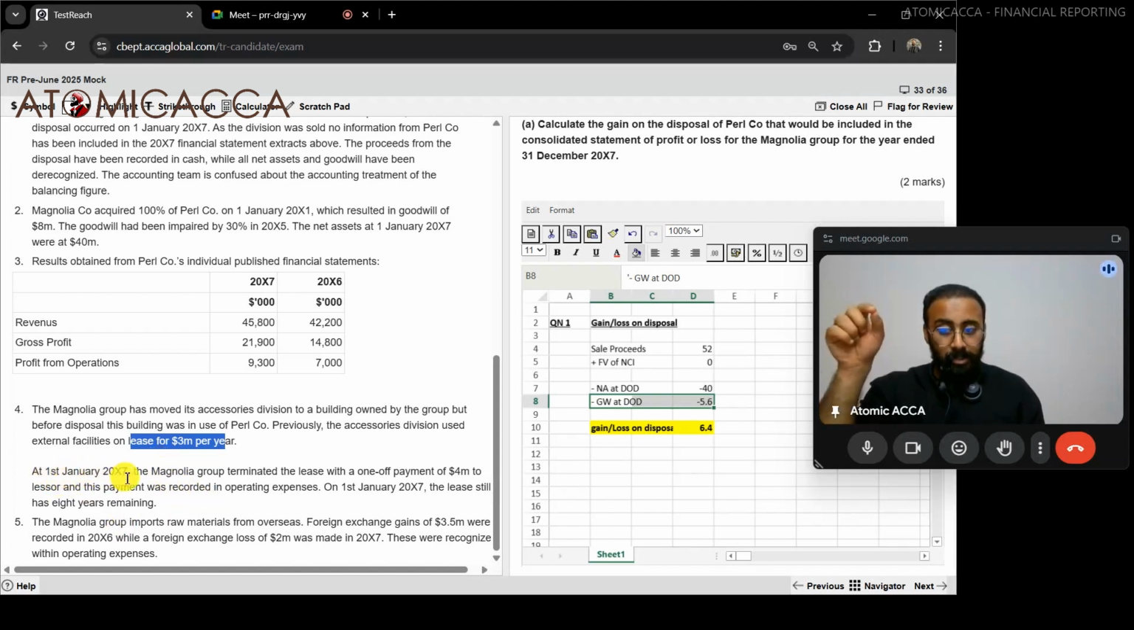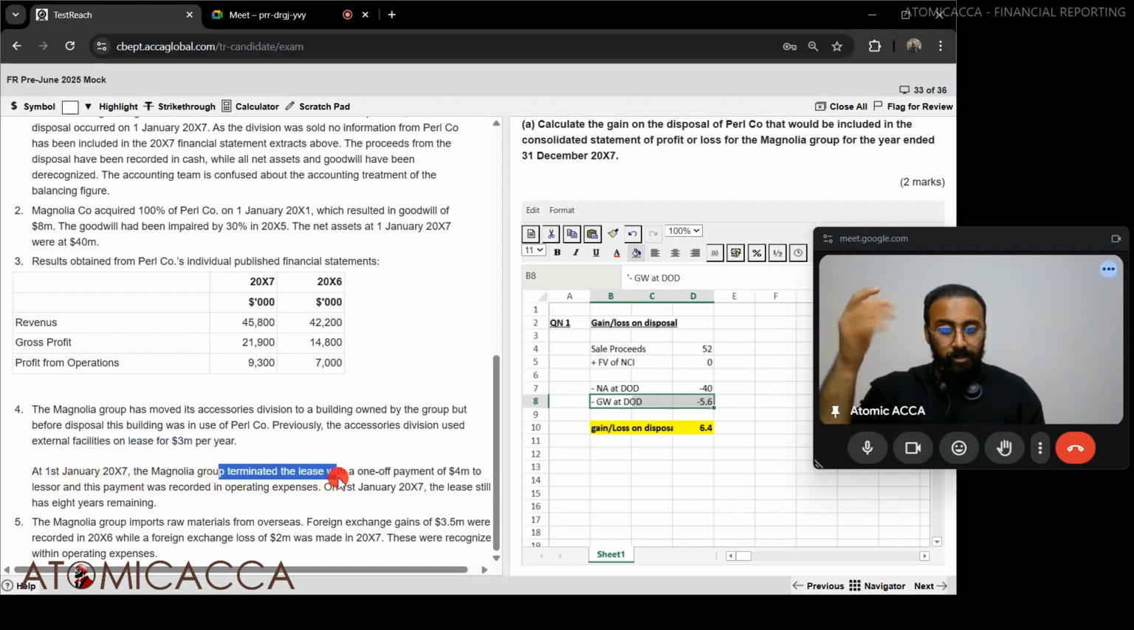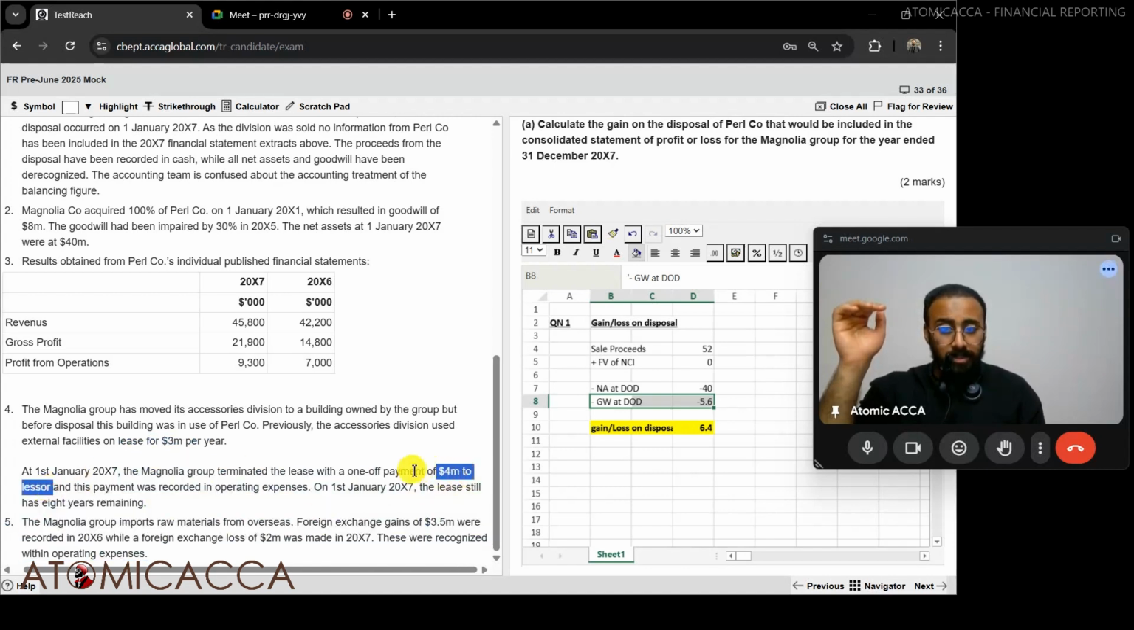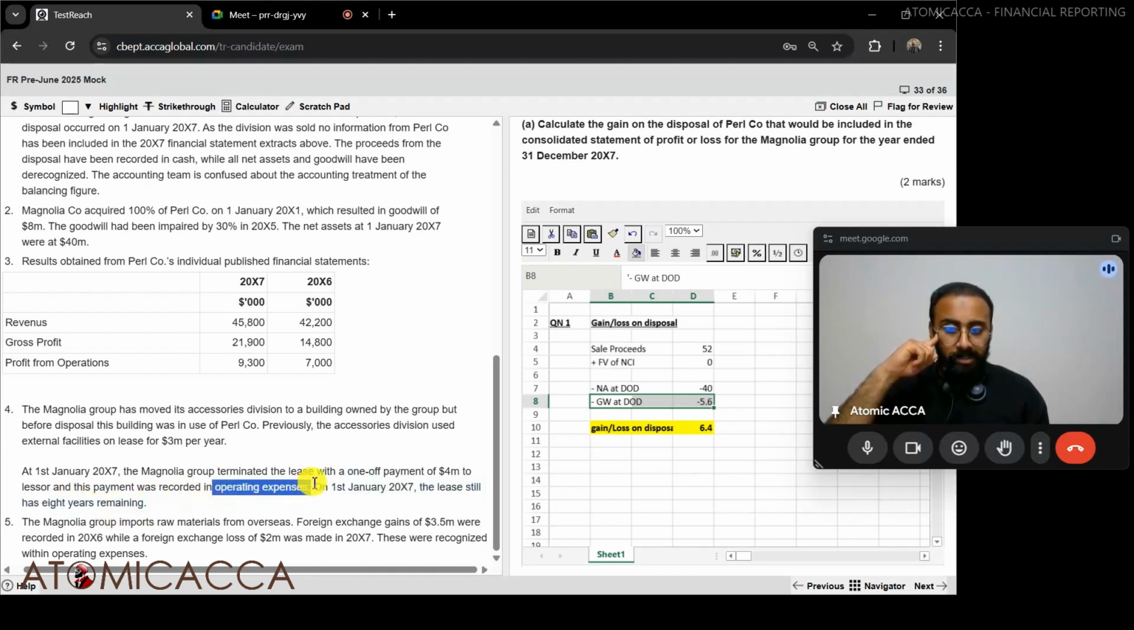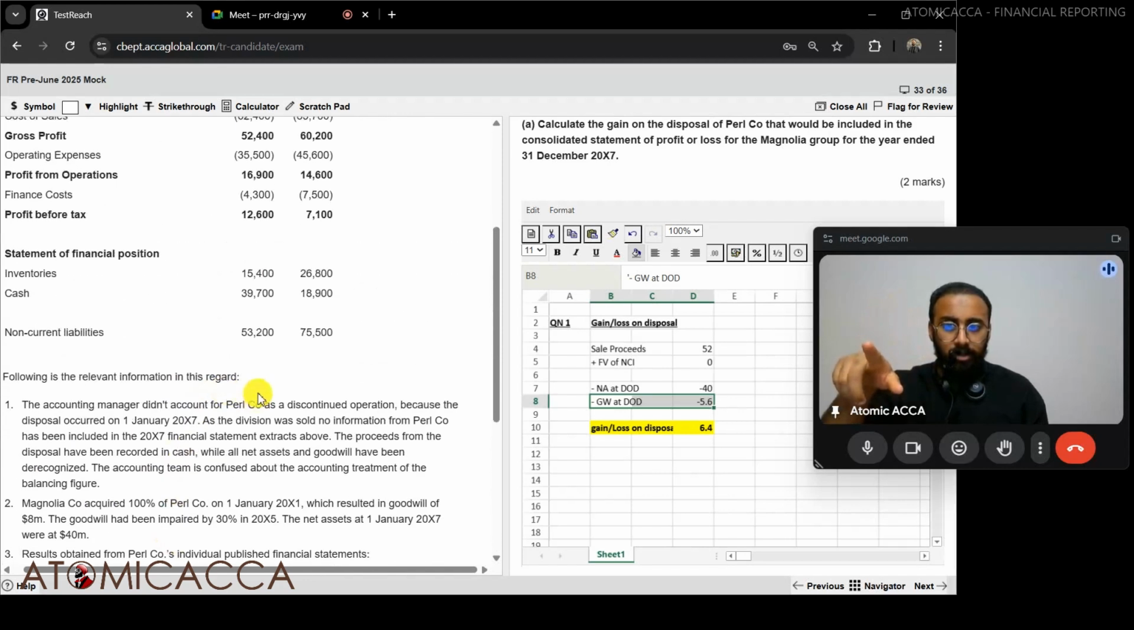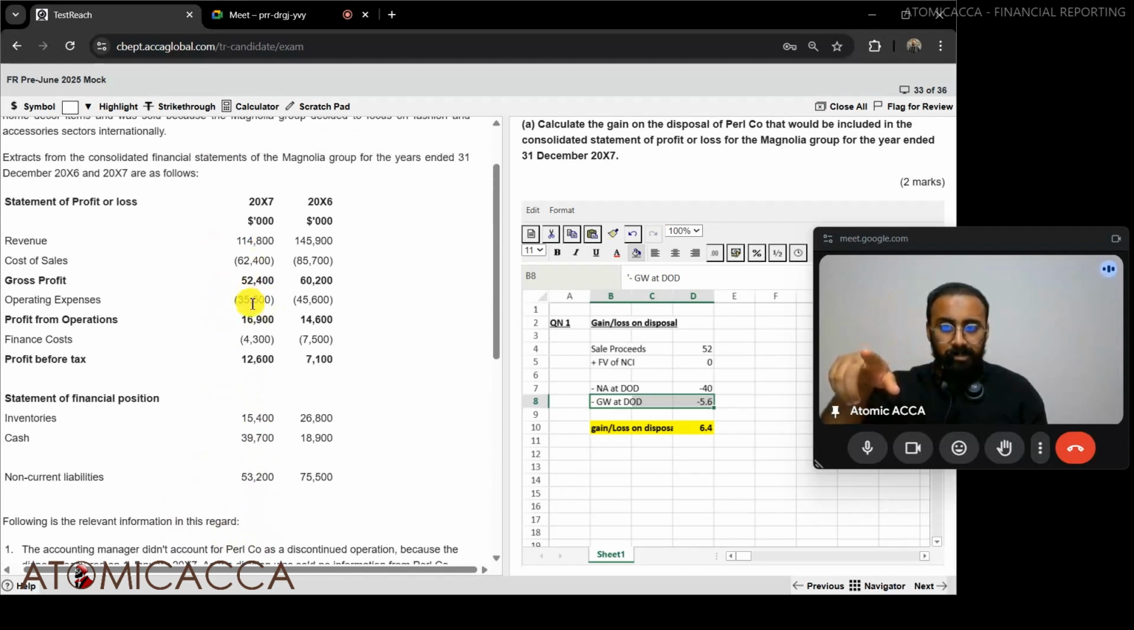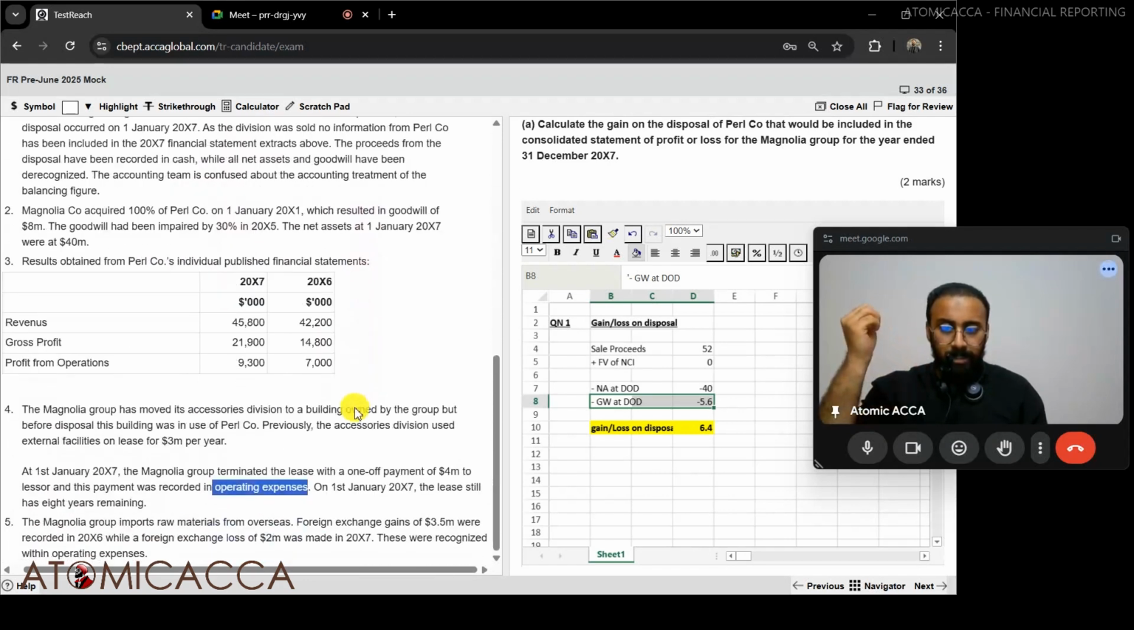At 1st January 20X7, that is the date of disposal, Magnolia Group terminated the lease. So that lease is over with a one-off payment of 4 million to the lessor. This one-off payment could be there as an expense within SOPL, but since it is a one-off item, you can just point out that item when you're talking in your performance analysis. And this payment was recorded in operating expense, so you can mention that over here.